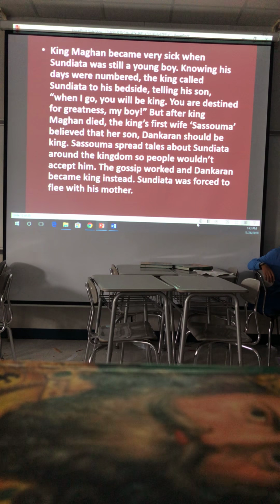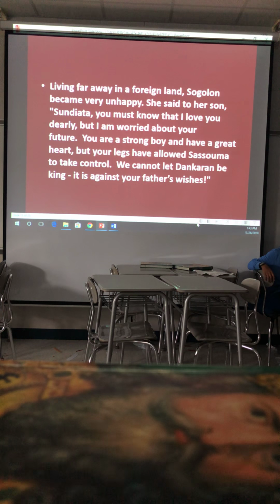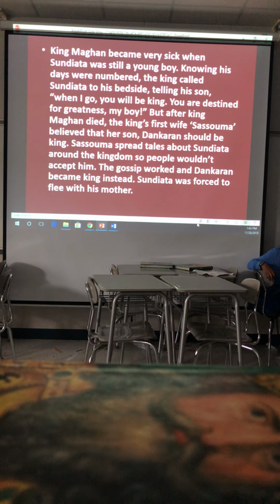King Magan became very sick when Sundiata was still a young boy. Knowing his days were numbered, the king called Sundiata to his bedside, telling his son, "When I go, you will be my king. You are destined for greatness, my boy." But after King Magan died, the king's first wife, Sasamau, believed that her son, Dankarin, should be king. Well, what a dank. All right, Sasamau spread tales about Sundiata around the kingdom, talking that stuff, so people wouldn't accept him. The gossip worked, and Dankarin became king instead. Sundiata was forced to flee with his mother.